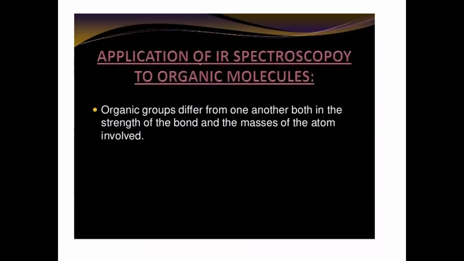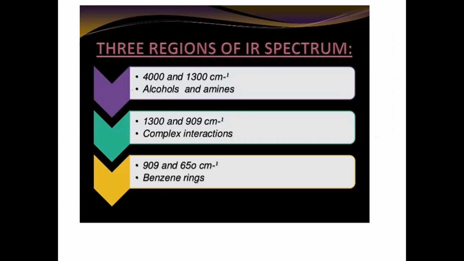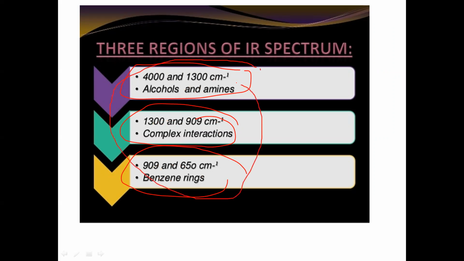Okay, application of IR spectroscopy to organic molecules. Organic groups differ from one another both in strength of the bond and the masses of the atoms. Okay, so different molecules have different masses and their attachment of bonds. Okay, so you can see alcohols and amines will appear in 1300 to 400 centimeter inverse. Complex interactions will appear in 909 to 1300 centimeter inverse, while benzene rings appear in 650 to 909. Okay, so these are very important frequencies for different functional groups.